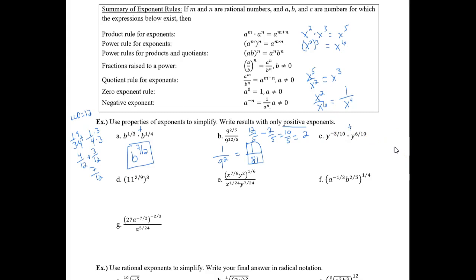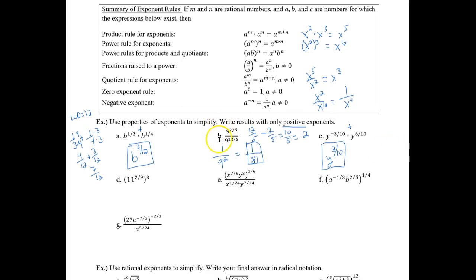So they already have a common denominator, so that's good. I just have to take negative 3 plus 6, and that would give me a positive 3. The denominator stays the same when we add and subtract. So negative 3/10 plus 6/10 is a positive 3/10 power.